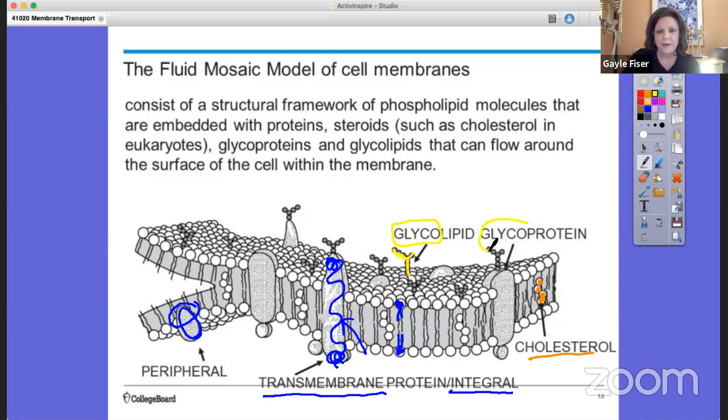And then we have a glycoprotein. Again, here is our carbohydrate chain that is attached to this protein right here, okay? So that's where the words glycolipid and glycoprotein come from.